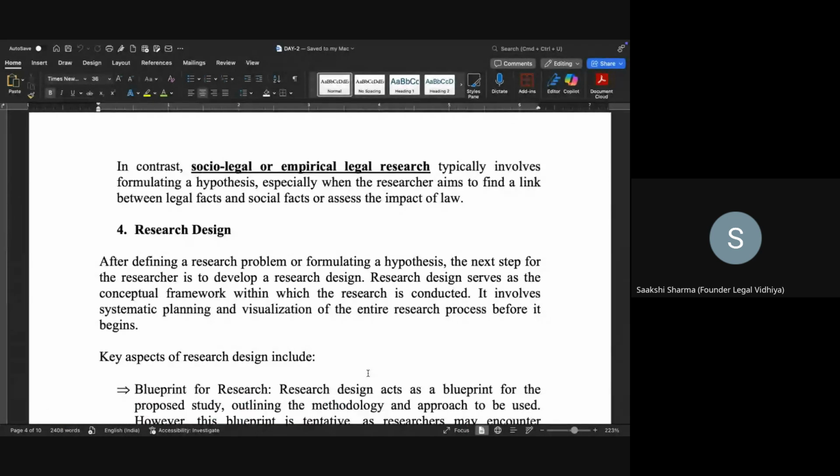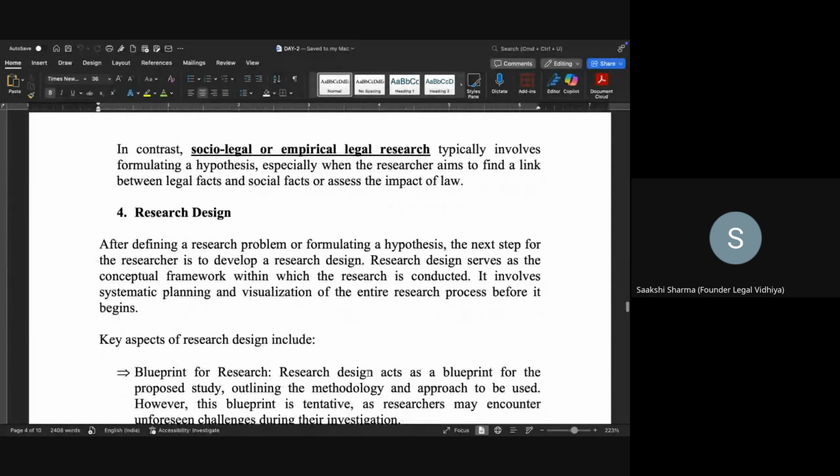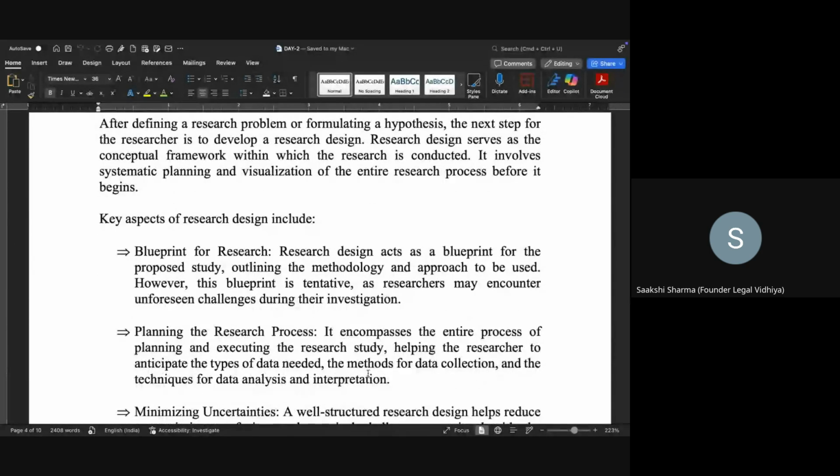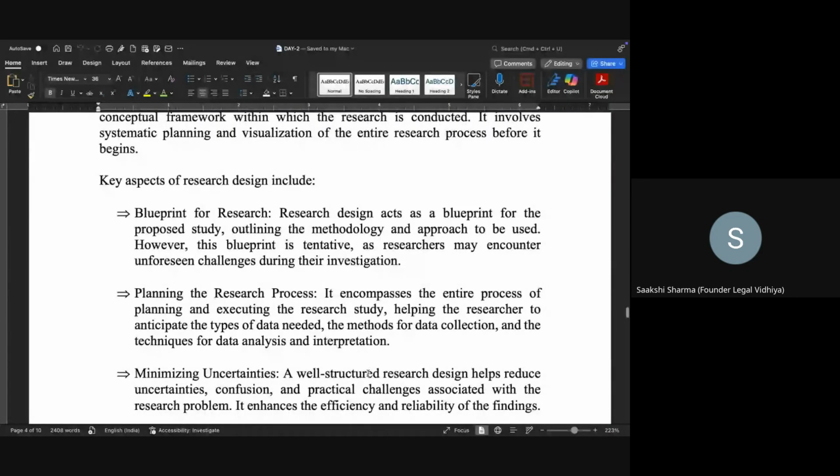Now, after defining a research problem or a hypothesis, the next step that a researcher goes through is to develop a research design. Now, research design has some key aspects. Firstly, the blueprint for research, then the planning of how you want to do your research. So what is the blueprint of a research design? A blueprint is basically an outline. Now a research design acts as a blueprint for a proposed study, and it outlines the methodology and approach that is to be used. Then it helps you plan your research purpose.